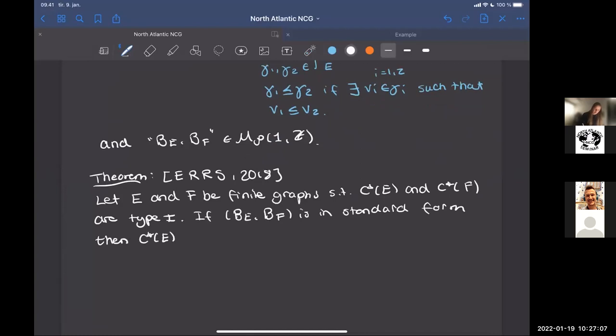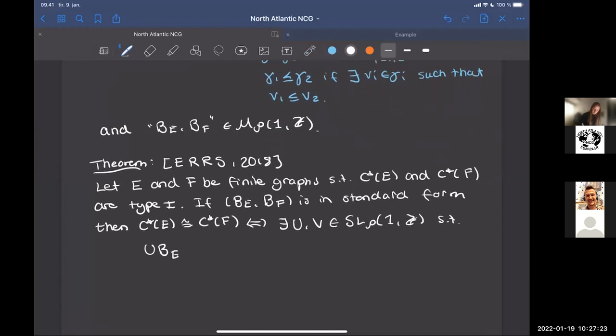then the graph C*-algebras are isomorphic if and only if there exist some matrices U and V in SLP one set such that U, BE, and then this wedge here, equals V, BF. So these two matrices should be SLP equivalent. This graph here is the graph where you take E and add a loop to all sinks. In our case, we don't have any sinks, so this is just the graph E. So now you see that in the case of these type one graph algebras, if we have ordered our matrices in the standard form, then we can determine if they are isomorphic completely by this SLP equivalence, which boils down to some matrix algebra.